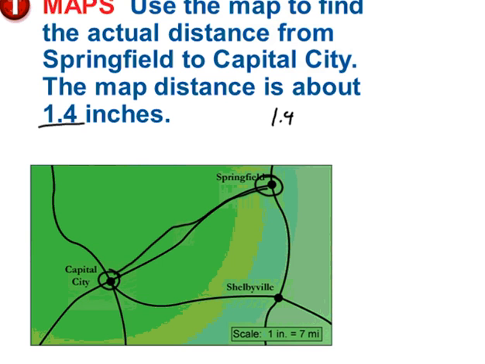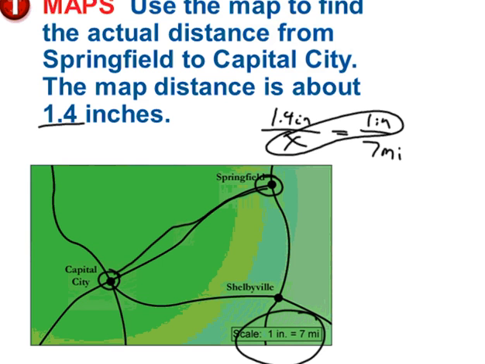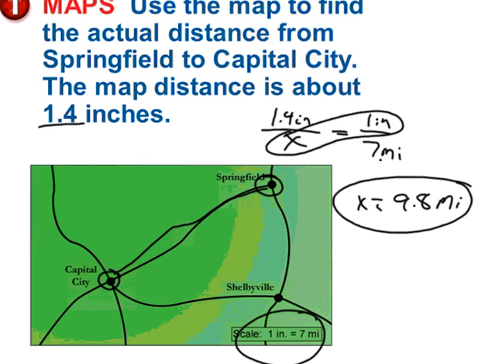So 1.4 inches on the map is equal to an unknown distance in real life, and that's of course equal to the scale factor, which is 1 inch to 7 miles. I'm going to cross multiply. X times 1 inch is x. 7 times 1.4 inches is 9.8, and it's miles. So the distance in this case is 9.8 miles.